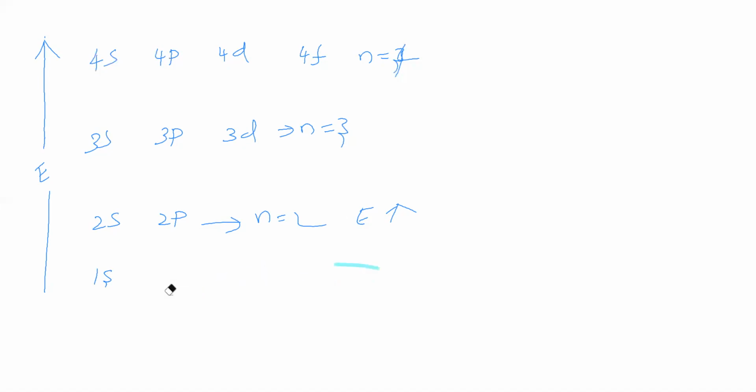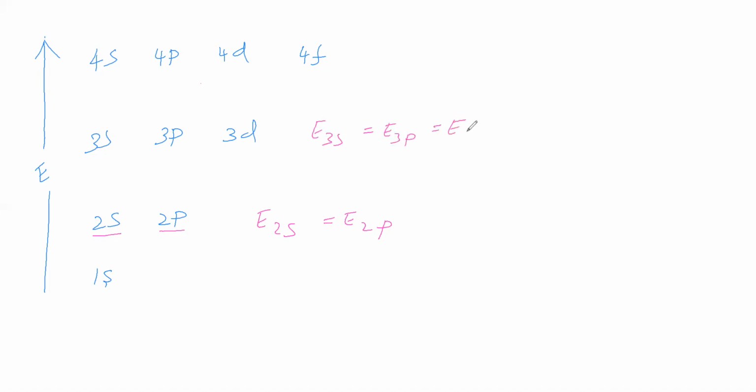So we got an idea of how the energy of orbitals is for hydrogen and hydrogen-like species. Now we will see 2s and 2p. Both have principal quantum number 2, so the energy of 2s is equal to the energy of 2p, for hydrogen atom and hydrogen-like species. Next, 3s, 3p, 3d all have principal quantum number 3, so the energy of 3s is equal to 3p is equal to 3d. This is possible for hydrogen atom and hydrogen-like species.